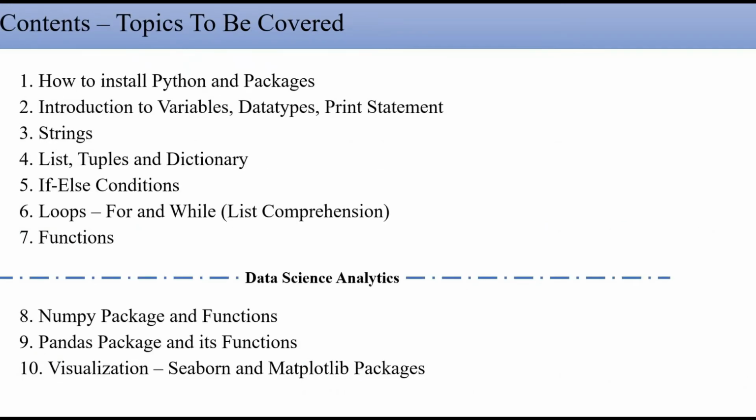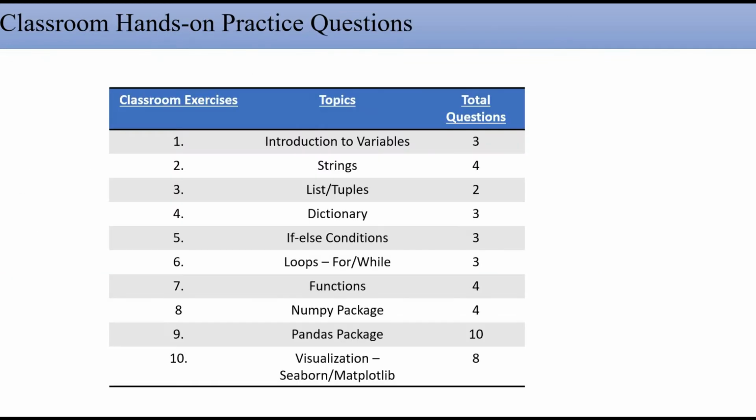The first is the topics which we will cover in this course. I have divided these topics into 2 parts. The first part is chapters 1 to 7, which is more like fundamentals and basics, and then the second part is on data science analytics, which will basically cover 3 chapters: the NumPy package, Pandas package, and visualization. And in the programming basics and fundamentals chapters, we are covering how to install Python and packages, introduction to variables, data types, strings, lists, dictionary, if and else conditions, loops, list comprehension, and functions.